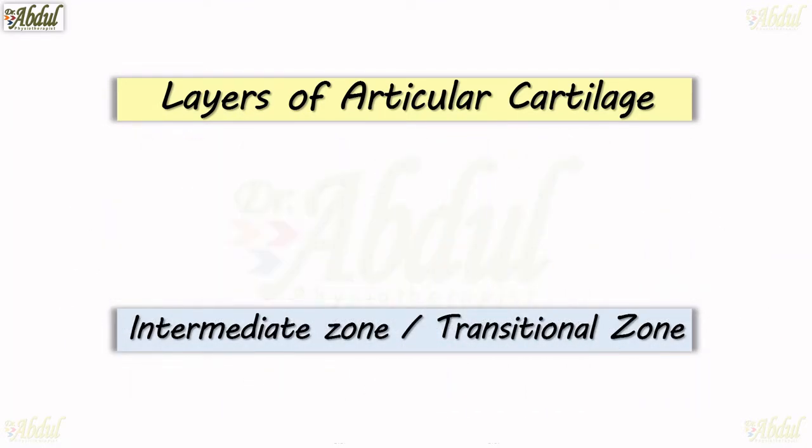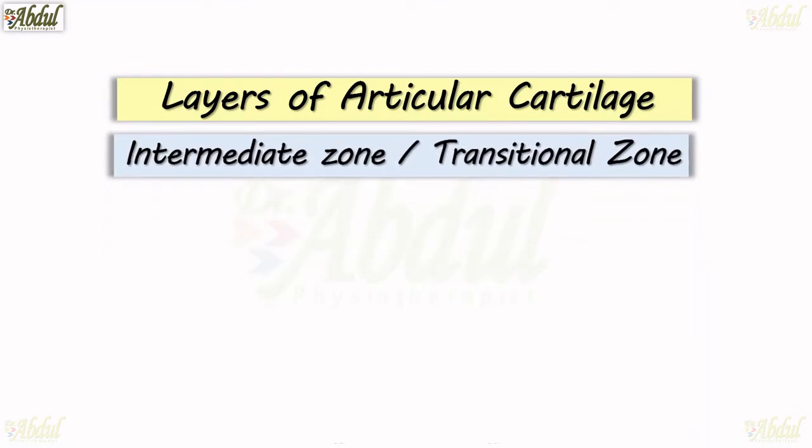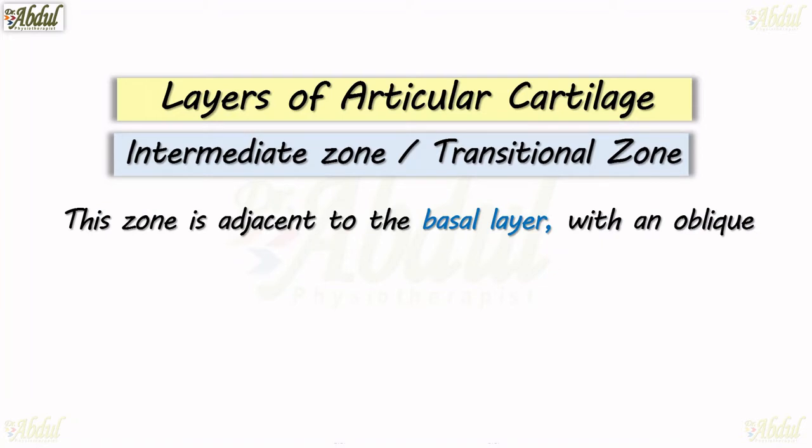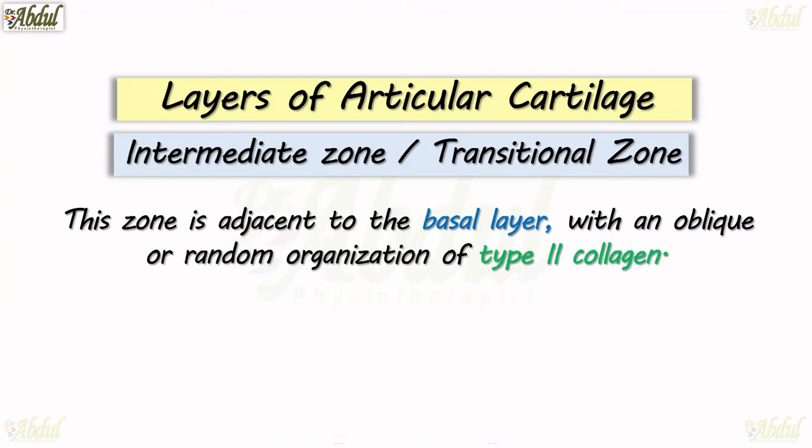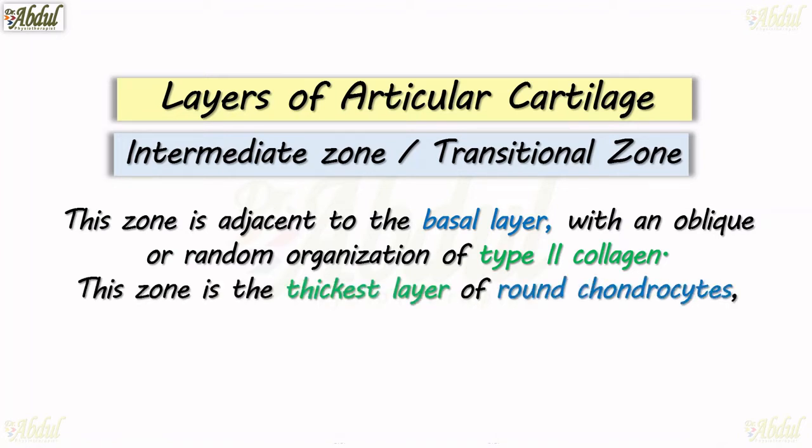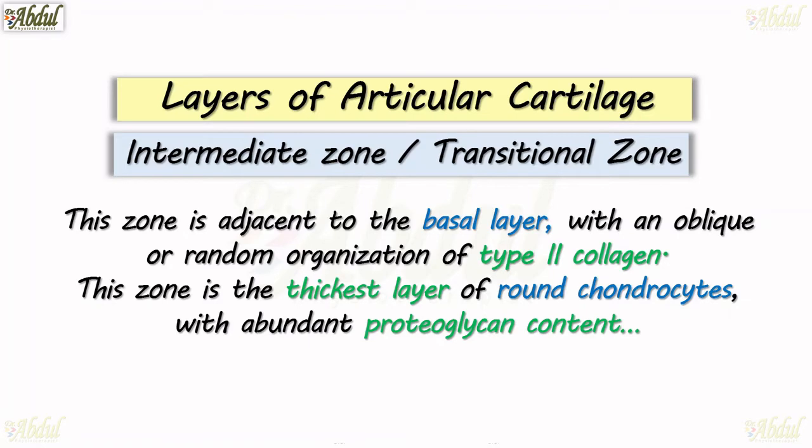Let's see what is intermediate zone or transitional zone. This zone is adjacent to the basal layer with an oblique or random organization of type 2 collagen, and this zone is the thickest layer of round chondrocytes with abundant proteoglycans content.